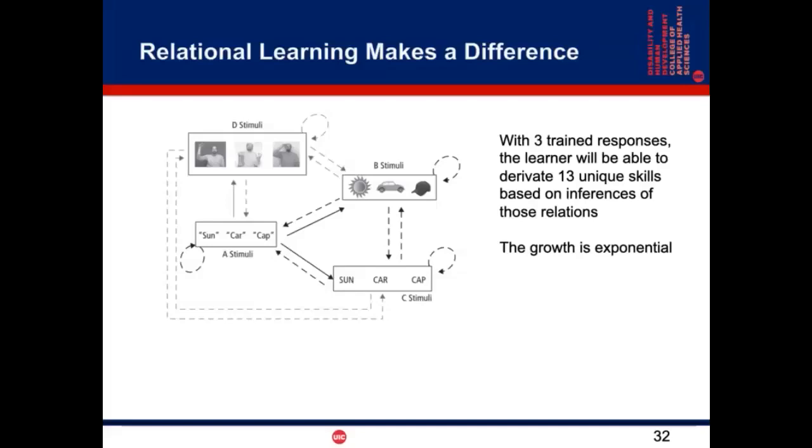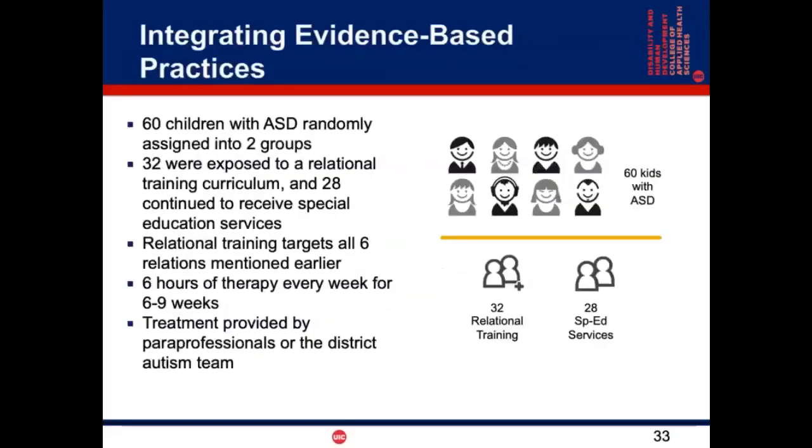13 unique skills based on inferences of these relations. And as you add more to this relational network, as it gets more complex, the growth is exponential. Also bear in mind, this is just one of the 6 relations that we talked about earlier. This is just a relation of sameness. We also have opposition, distinction, hierarchy, comparison, perspective, etc. And you can see there's a lot that can happen in this setting. So this all sounds great, but what does it look like in an applied setting? What do the data look like? Next slide, please.